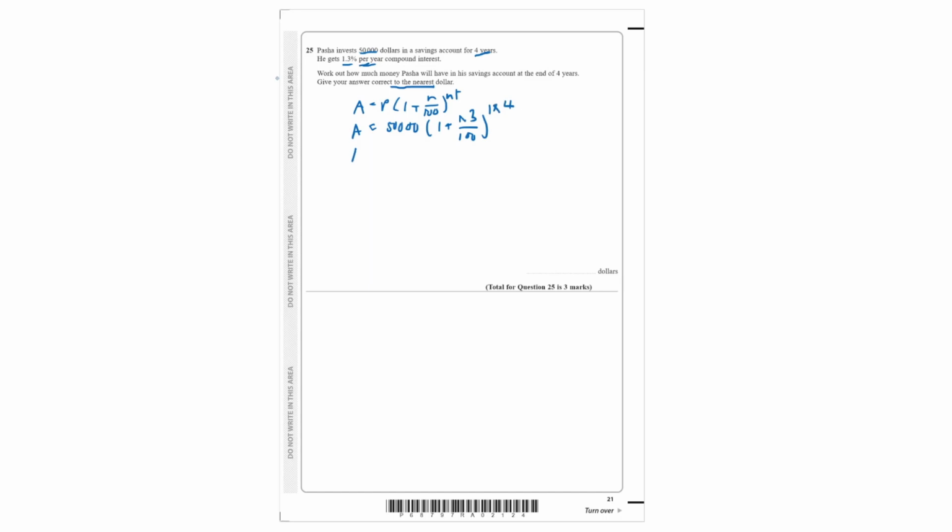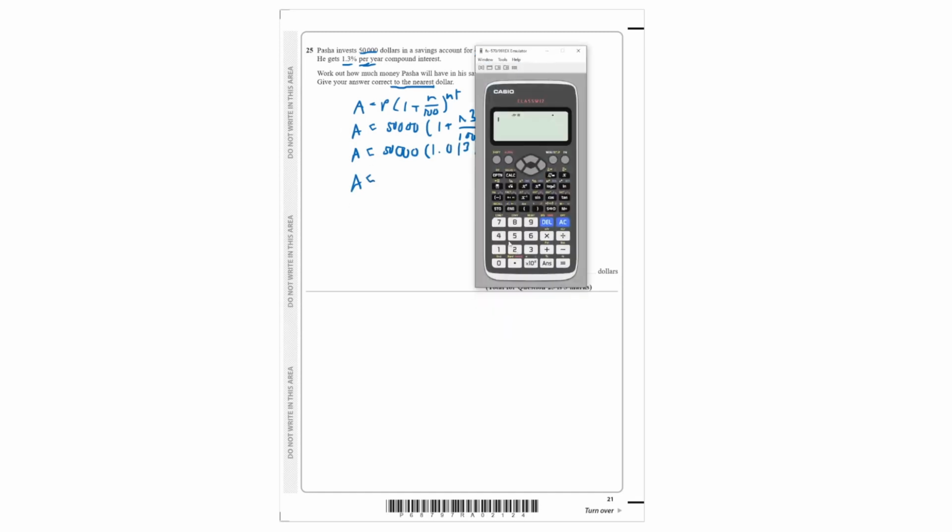So we can actually simplify this to A is equal to 50,000 into 1 plus 1.3 over 100, which is 1.013. And 1 times 4 is simply 4. We can put this into a calculator to find our answer, which is 50,000 times 1.013 to the power of 4. That gives us 52651.